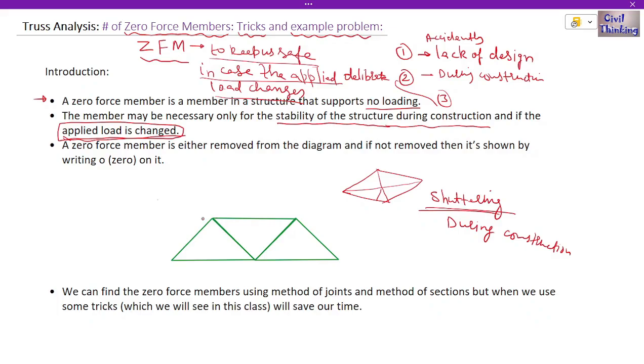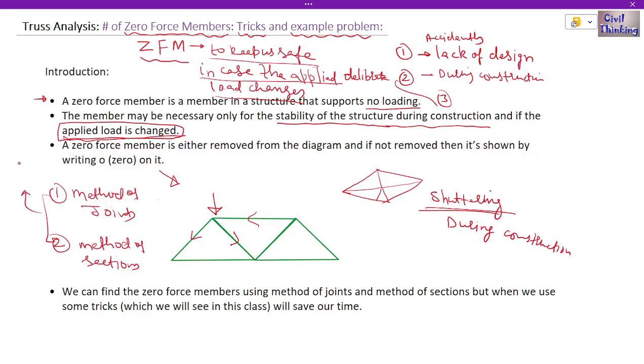Now what I mean to say, for example, concentrate here on this truss. Suppose we have a load here. Now we know how to find force in these members. How do we find forces? We find forces using two methods. They are the method of joints, and the second is the method of sections. With the help of these two methods, we find what?